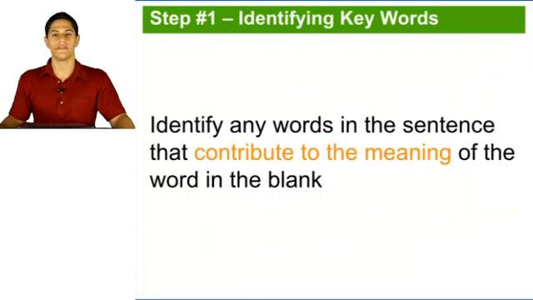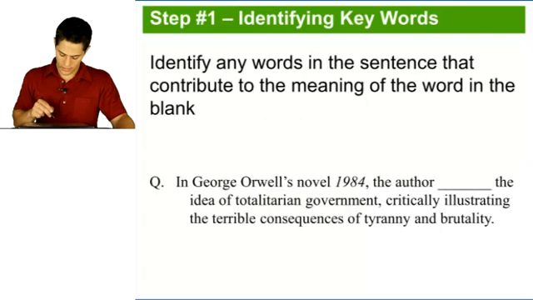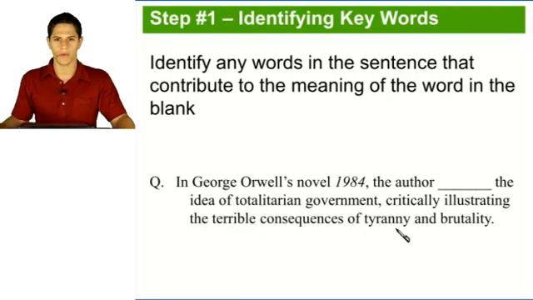The strategy starts with identifying the words in the sentence that contribute to the meaning of the word in the blank. There are literally dozens of descriptive words in each sentence, including adjectives, adverbs, phrases, and more. But there are usually only one or two words or phrases that define the word in the blank. Learning to pick out the important words is the first skill you need to develop in order to improve your performance on this part of the test. Let's take a look at an example. In George Orwell's novel, 1984, the author blank the idea of totalitarian government, critically illustrating the terrible consequences of tyranny and brutality. In this case, the important words are critically illustrating.